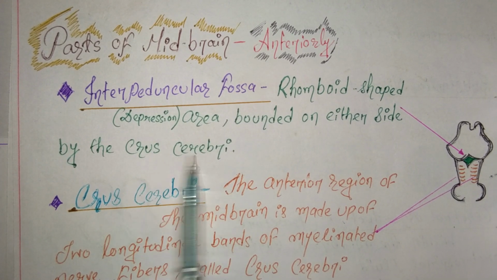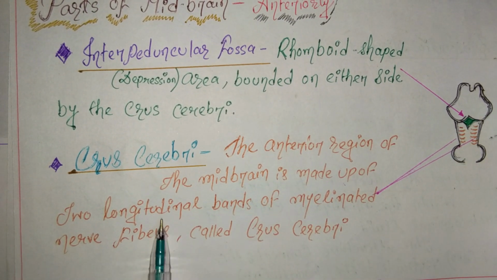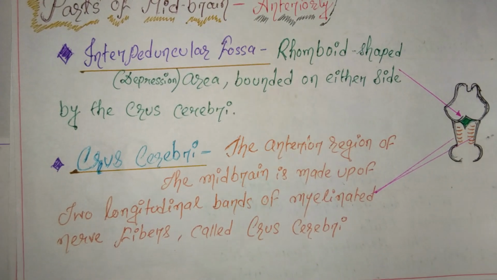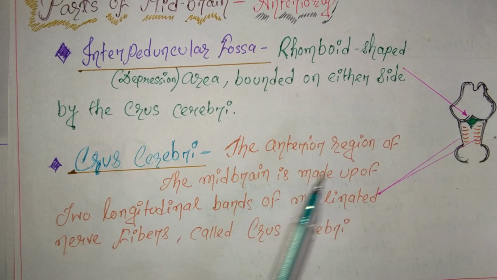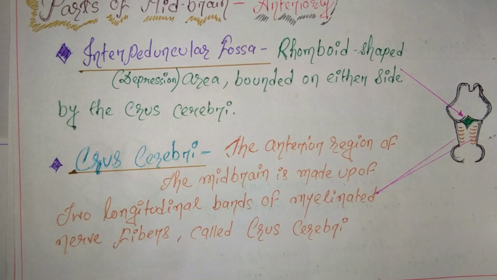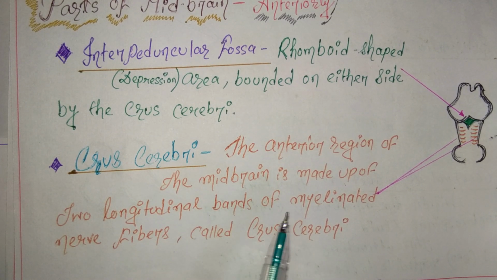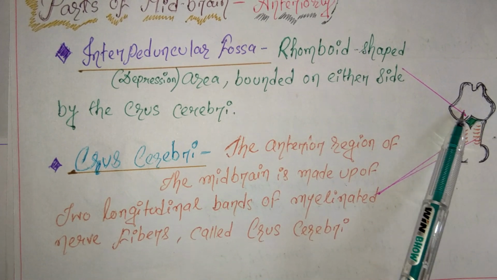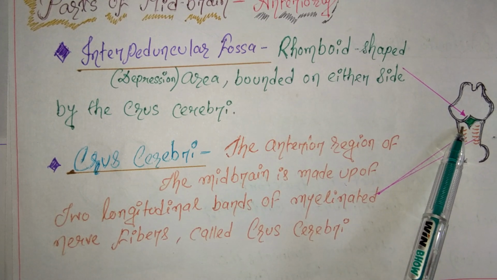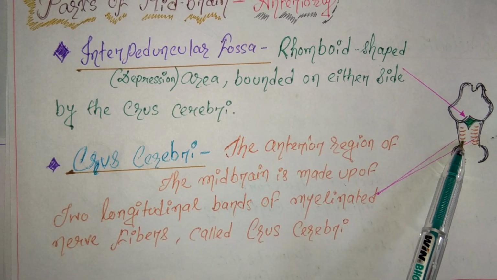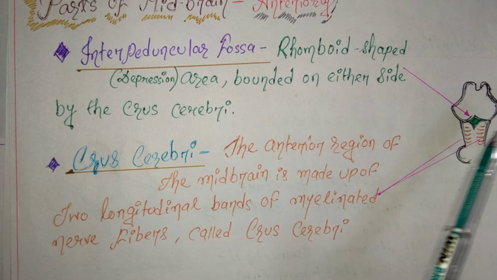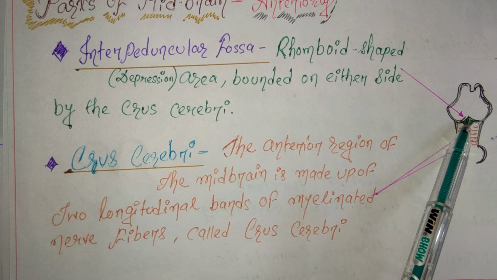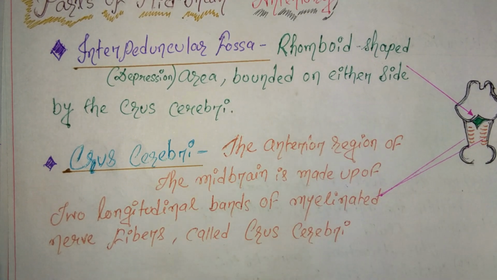And what is crus cerebri? Crus cerebri is the anterior region of the midbrain, made up of two longitudinal bands of myelinated nerve fibers. Let's see these two portions. This is the interpeduncular fossa, and these two longitudinal, myelinated nerve fibers are called crus cerebri. So these two portions are called crus cerebri, and this depressed area is called interpeduncular fossa.